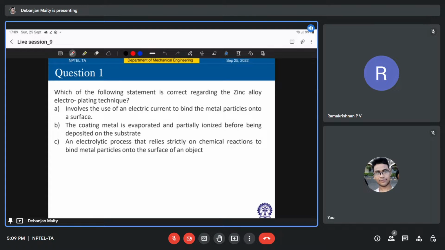So in question one, it asks which of the following statements is correct regarding zinc alloy electroplating technique. If you see, there are different kinds of electroplating techniques. One is copper plating and another can be zinc alloy plating.